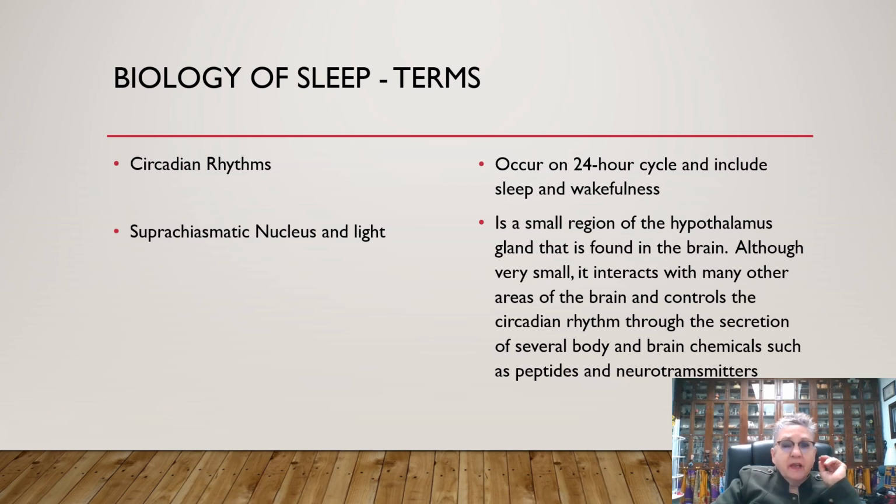The suprachiasmatic nucleus is a small region of the hypothalamus, the gland that's found in the brain, and it's very small. It interacts with other areas of the brain and controls circadian rhythm through the secretion of several body and brain chemicals, such as peptides and neurotransmitters.